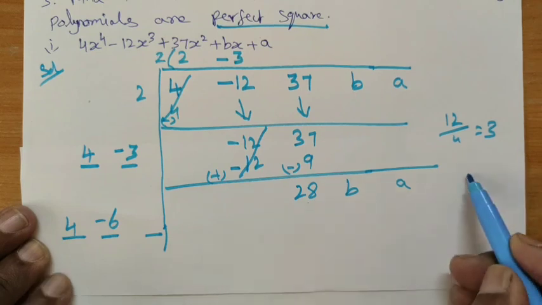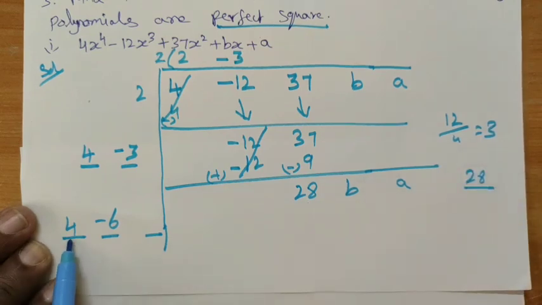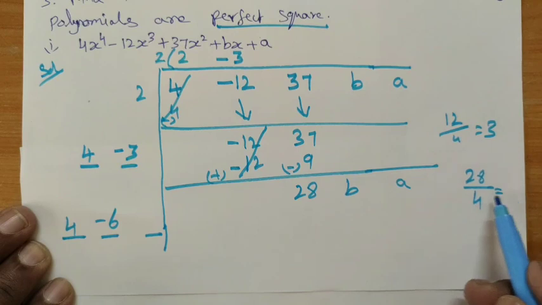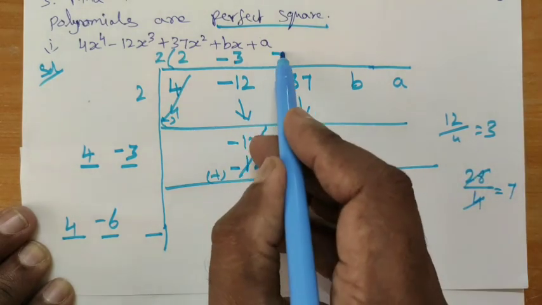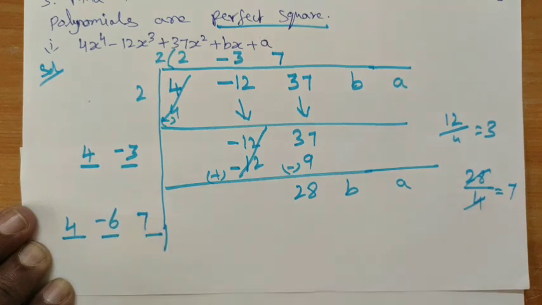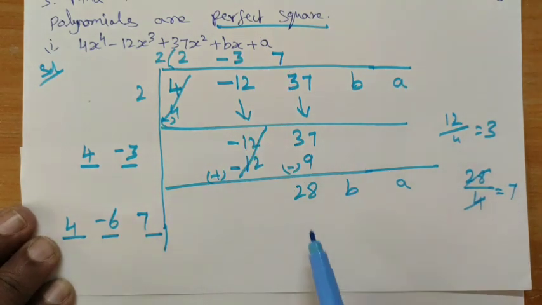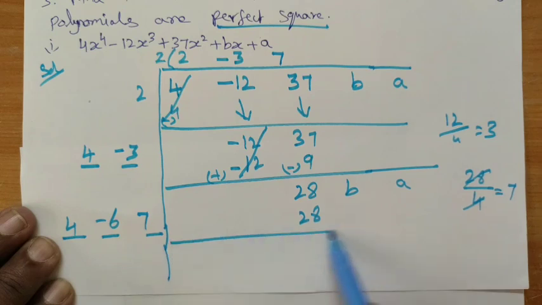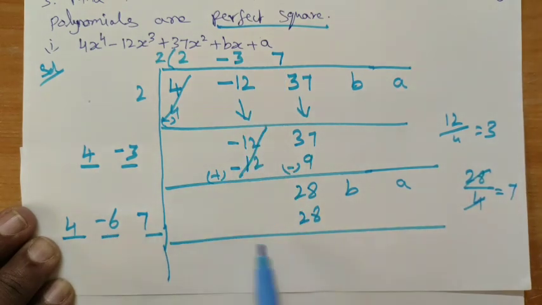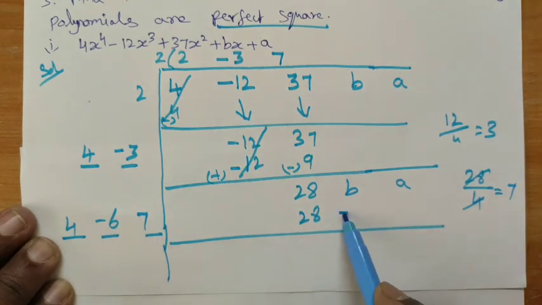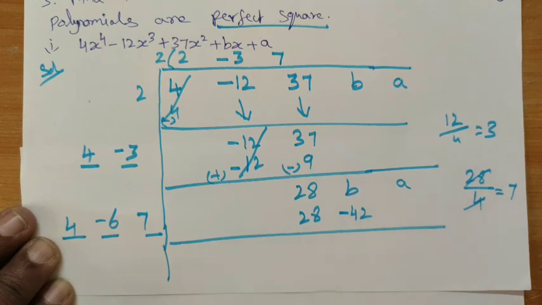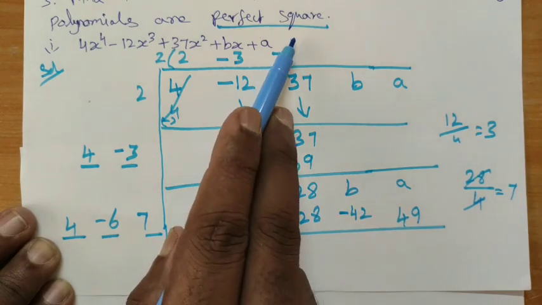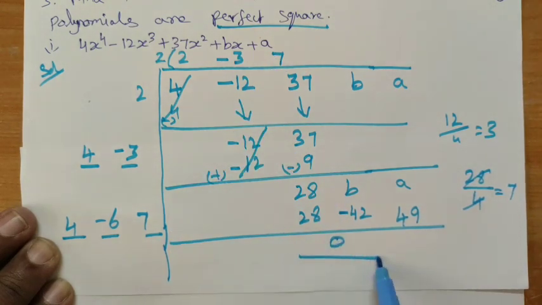Take this first term, that is 28, divide by the first term is 4. 28 divided by 4 is equal to 7. So put the number here 7 and here also the same number 7. 7 4s are 28, right? 6 7s are 42. Here we have the minus symbol, so plus into minus is minus 42. 7 7s are 49. By the given condition is a perfect square, just apply the 0 first.